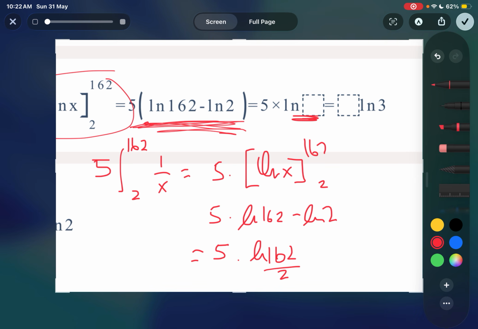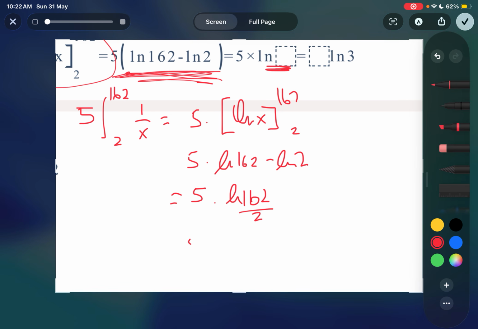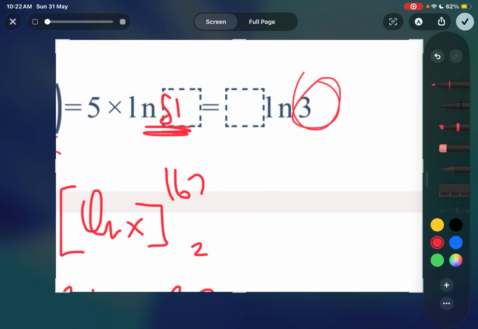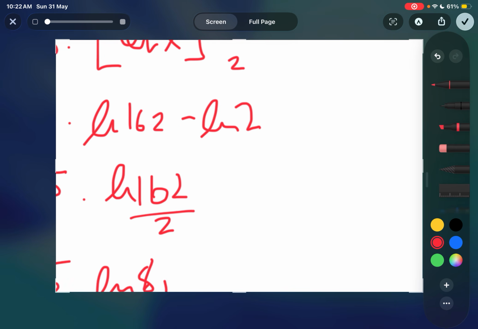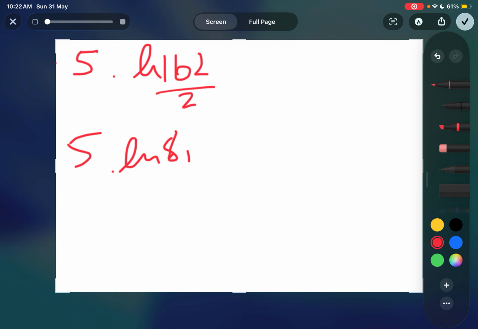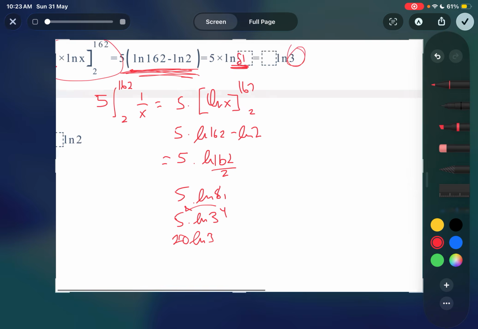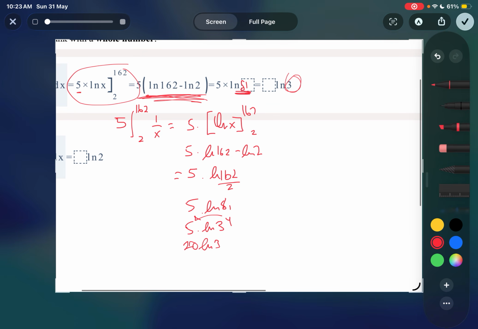And then 162 over 2 is 81, so it will be 5 times ln of 81. And here look, they found 3 at the end. So when they found 3 at the end, the base has to be 3. So 81 is 3 to the power of 4. So it will be 5 times ln of 3 to the power of 4. Move the 4 there. 5 times 4 is 20 ln 3. And that's your final answer. So here's 81 and 20.